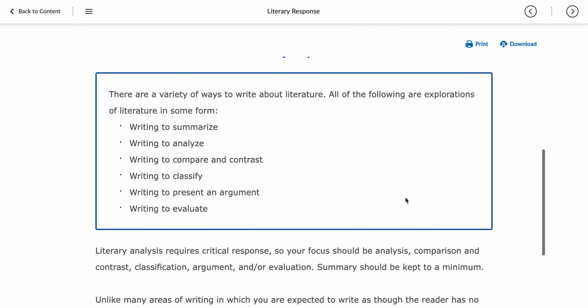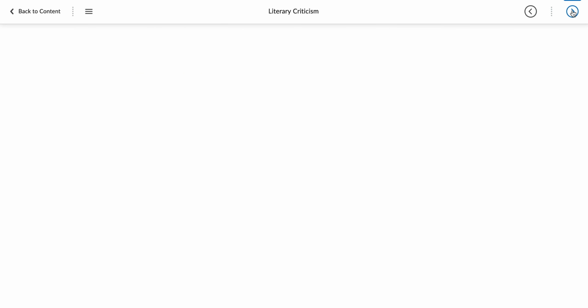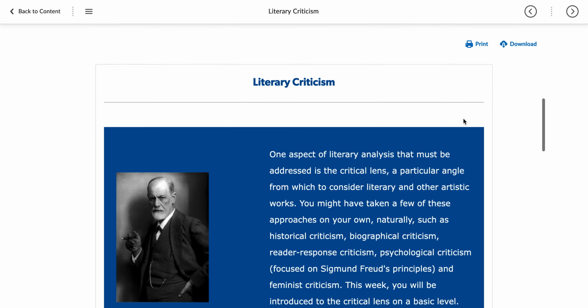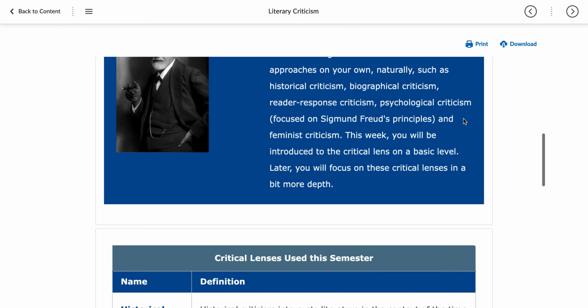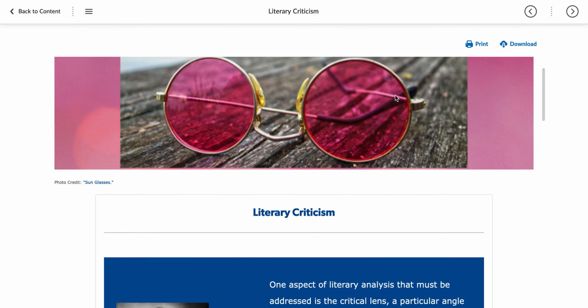And this gives you more information about what I just discussed. Literary criticism is something that we're going to be discussing in the future, but literary criticism in a nutshell is like you're interpreting a literary work through different sunglasses, right?